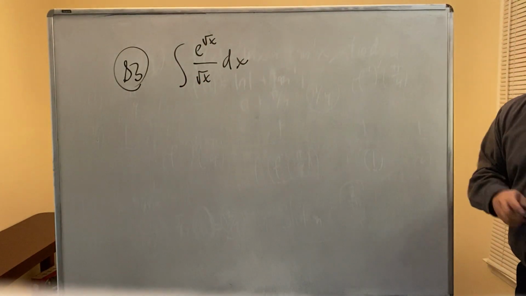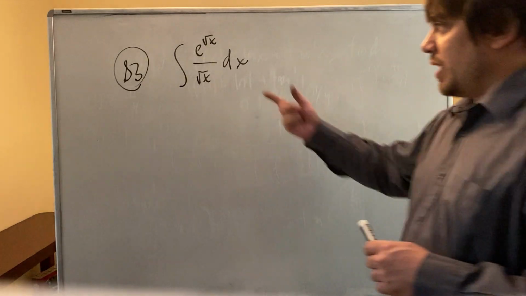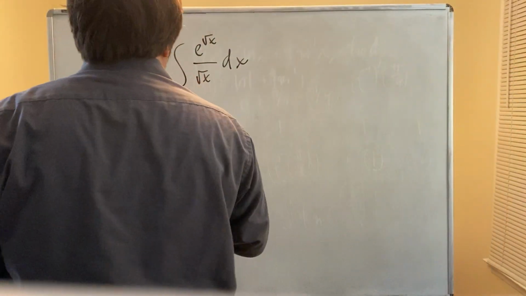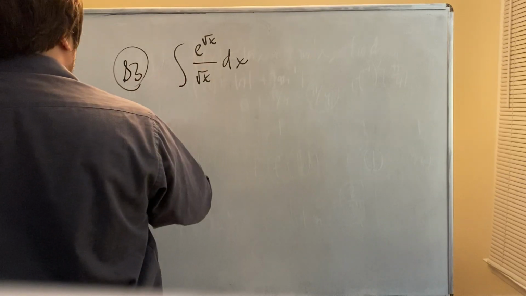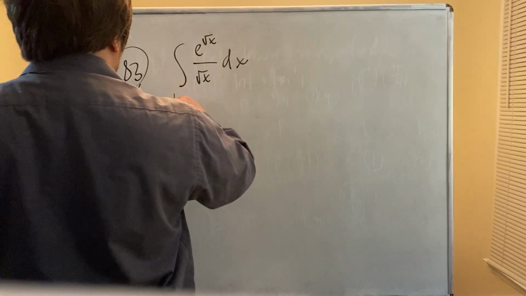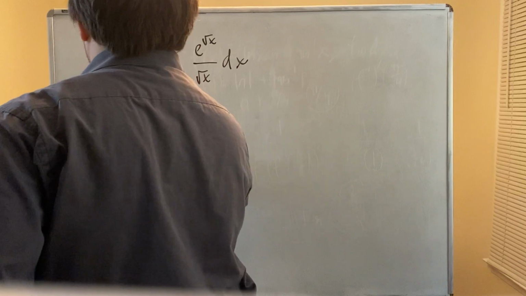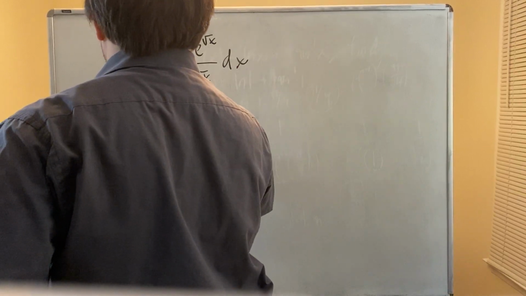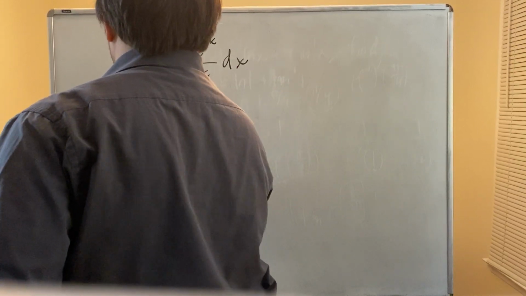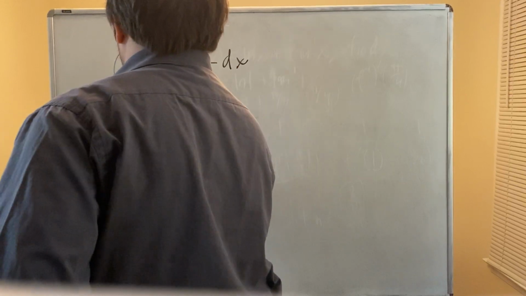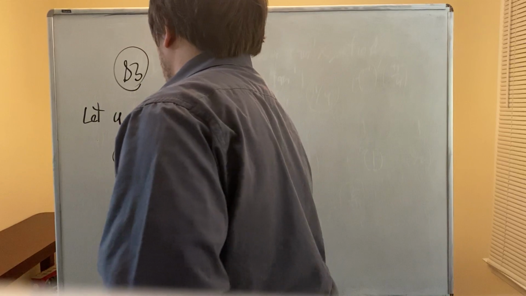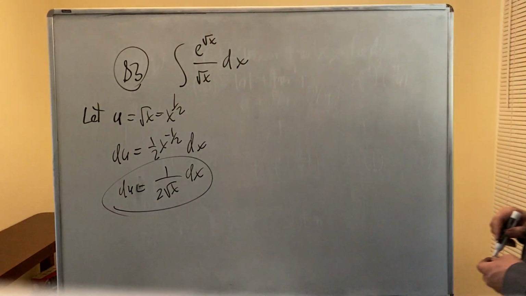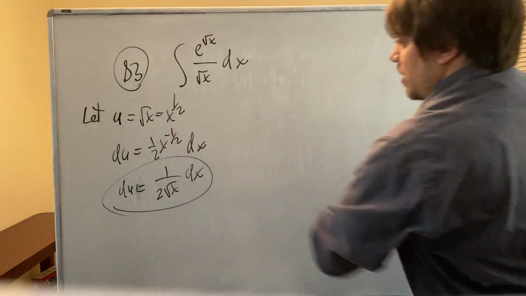Okay, so 83, the integral of e to the square root of x over the square root of x dx. So let's find this integral. So let u equal the square root of x, which in exponential form is x to the 1/2. du is equal to 1/2 x to the negative 1/2, which is the same as 1 over 2 square root of x dx. So du is equal to 1 over 2 square root of x dx, given that u is the square root of x, x to the 1/2.